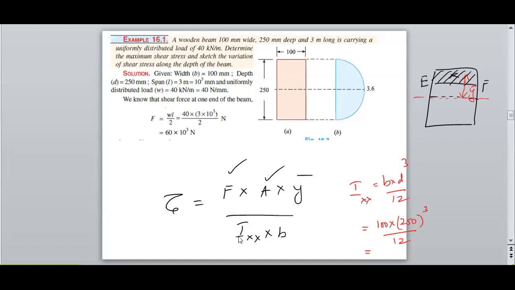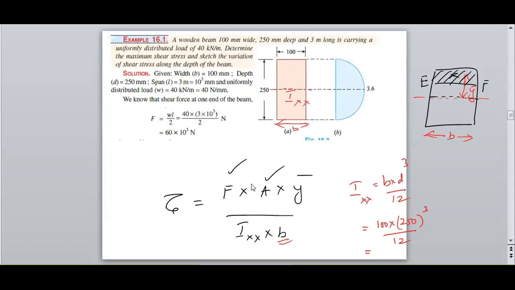Next, Ixx is the moment of inertia of the whole cross section. This is Ixx. For the whole cross section, we need to calculate the Ixx. Next, B is the width of the beam.